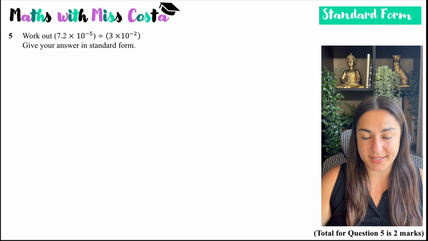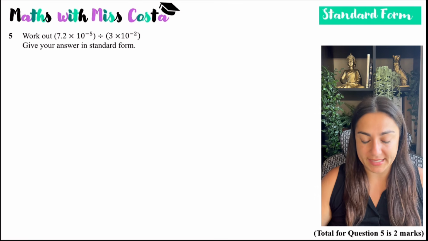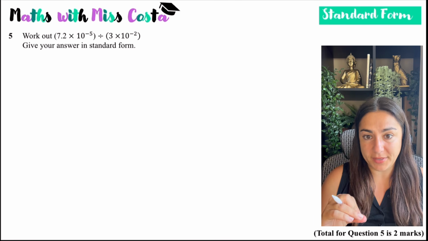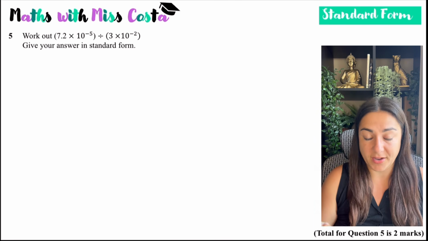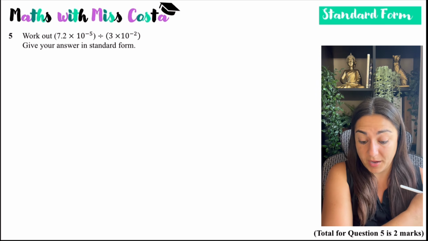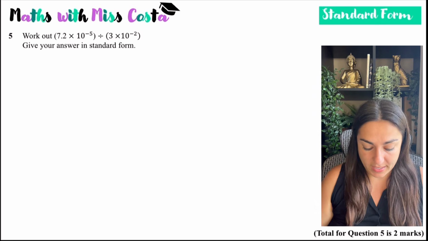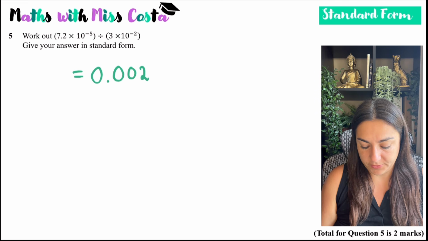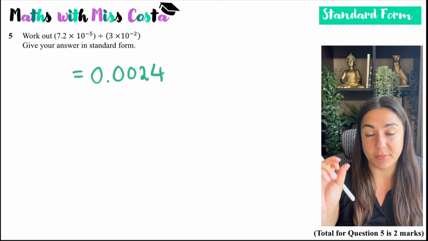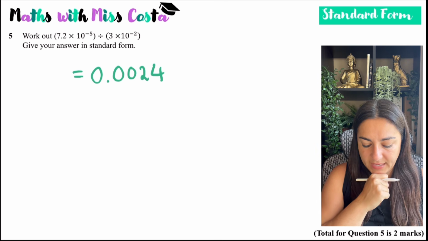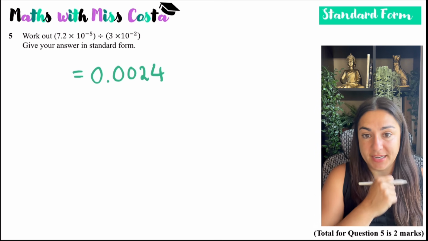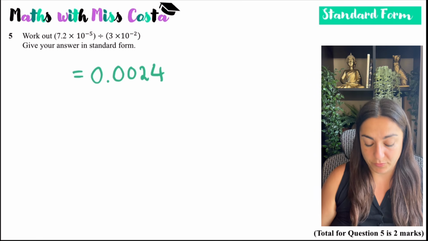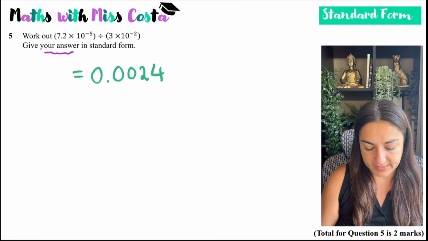Okay, so this question is standard form and also using your calculator. So it's told you to work out this calculation. So in your calculator, you can actually just type in 7.2 times 10 to the power minus 5 divided by 3 times 10 to the power minus 2. And what you would get is 0.0024 if you've entered everything in correctly. Remember to use the brackets carefully so that your calculator knows what to do in what order. So your answer would be 0.0024, but it says give your answer in standard form.